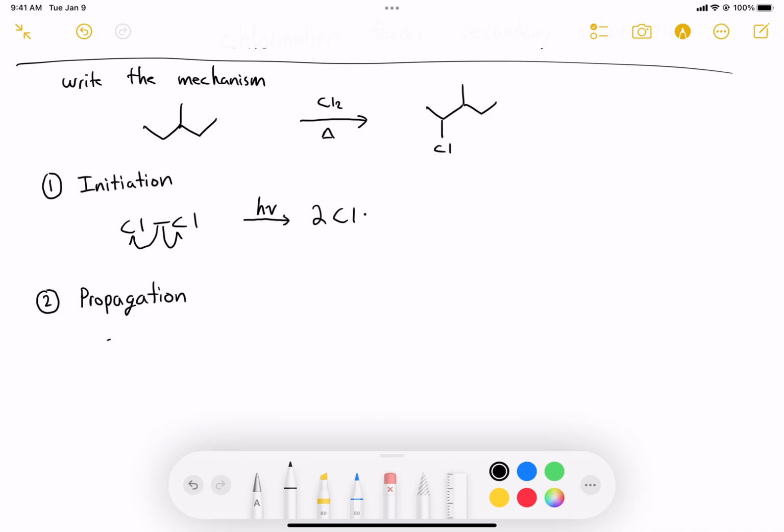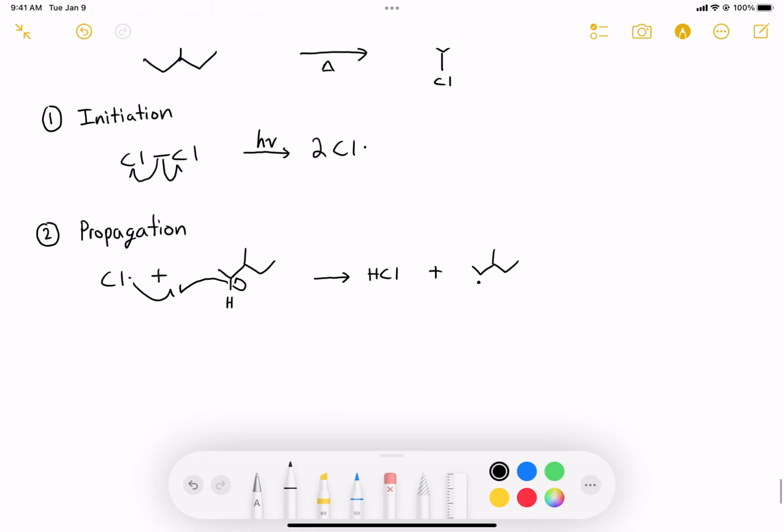The chloride radical will react with our starting material. In this case, we want to form the secondary position. So we're going to take the hydrogen from this position and react it with the radical. And then the electron will go back onto the carbon atom since it's homolytic cleavage. So we get this, which will form HCl, so it binds with the hydrogen atom, and then it forms this radical right there. Okay.